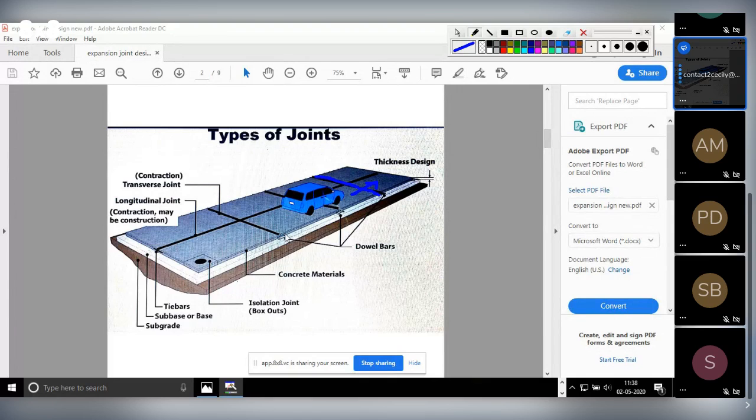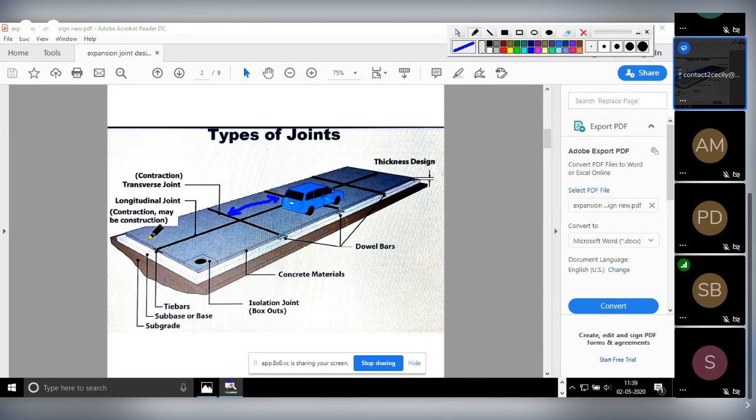Now what does it mean? What do you mean by designing of the joint? Any idea? If they are asking you to design the expansion joint, design means what? We need to design some parameters. So what is that parameter we have to design? If we consider the expansion joint design or longitudinal or transverse joint design, it means that we have to design this spacing. That means after how much distance another joint is to be placed.